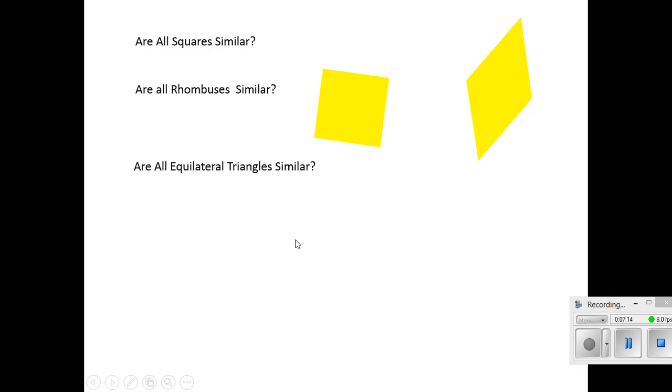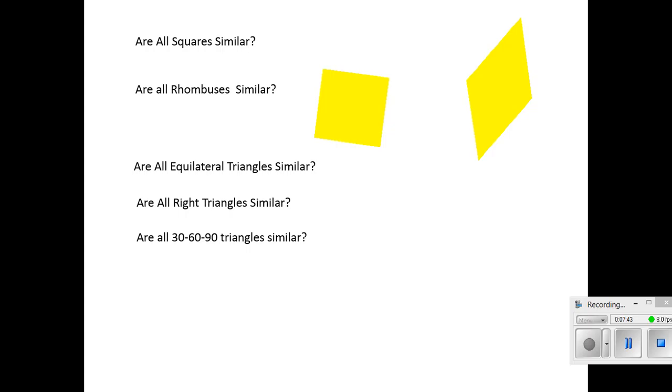Are all equilateral triangles similar? I'm going to venture to say yes. You should think the same, okay? Are all right triangles similar? Well, I do have, by Pythagoras, a 5, 12, 13 right triangle, but I also have a 3, 4, 5. I don't think we're going to have a consistent ratio of their corresponding sides there, so think twice about that.